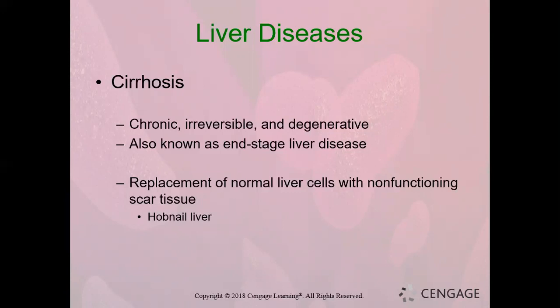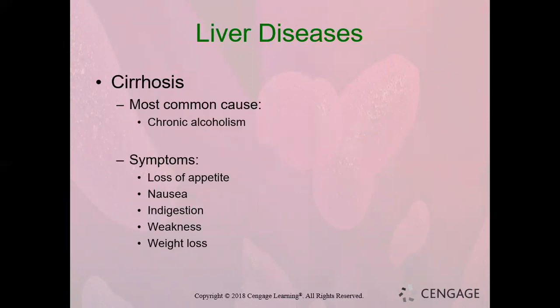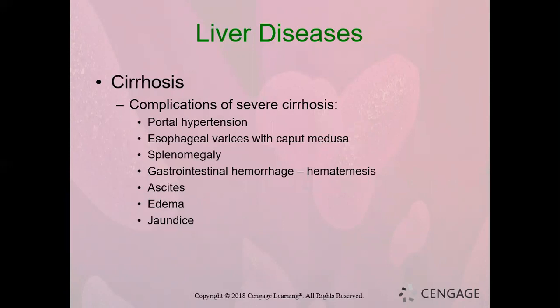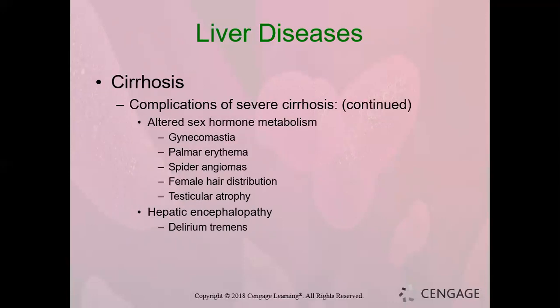Cirrhosis of the liver is chronic, irreversible, and degenerative. It's also known as end-stage liver disease, and it's a replacement of normal liver cells with non-functioning scar tissue. It's called a hobnail liver. It's usually caused by chronic alcoholism. They're going to have loss of appetite, nausea, indigestion, weakness, and weight loss. There are different complications from this. You can see them there. You don't need to know all of these things. You just need to know that there can be complications of cirrhosis that can be life-threatening, and eventually this is usually going to kill someone.